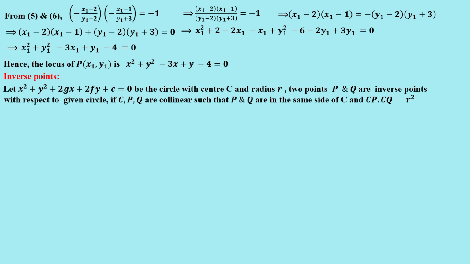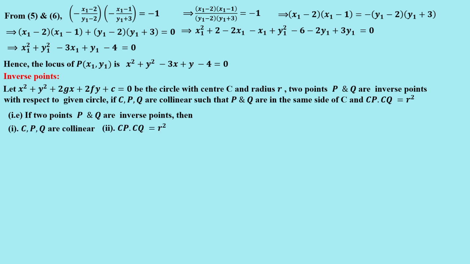So the center of the circle and the points P and Q are collinear, in the same line. P and Q are on the same side, either the left side or the right side of the center. Then the distance CP into the distance CQ is equal to the radius square, R square. If two points P and Q are inverse points, then first, C, P, Q are collinear, and second, CP into CQ is equal to R square. So P is any point, Q is another point, then they are like this, so they are collinear.